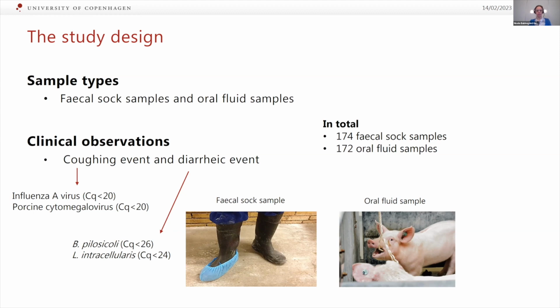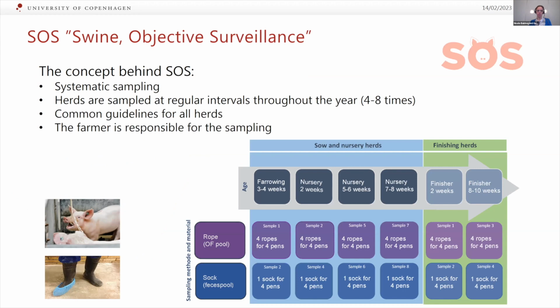Based on the experience we obtained in the study I just told you about, a new concept called SOS was started up in Denmark, and SOS stands for Swine Objective Surveillance. This concept is supposed to be a health monitoring system. The concept of SOS is based on sampling of oral fluid and fecal sock samples in the farrowing, the nursery, and the finisher units.